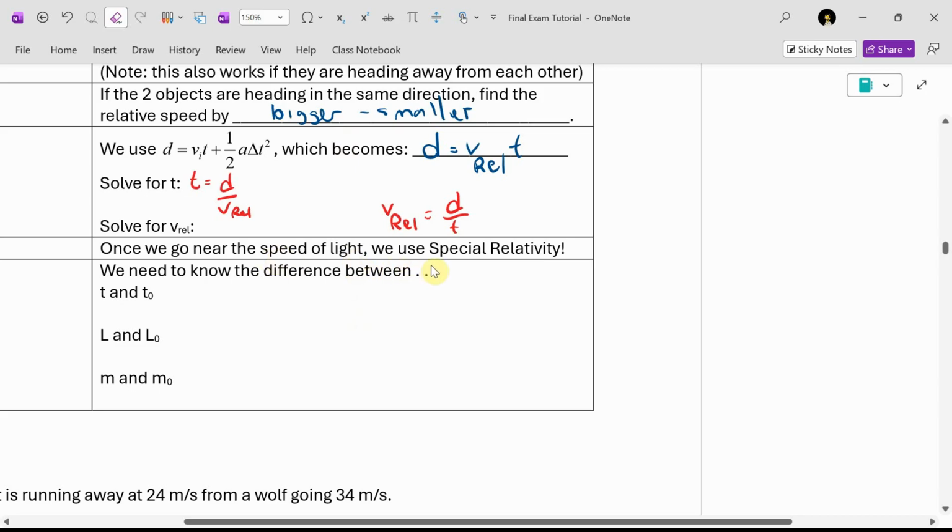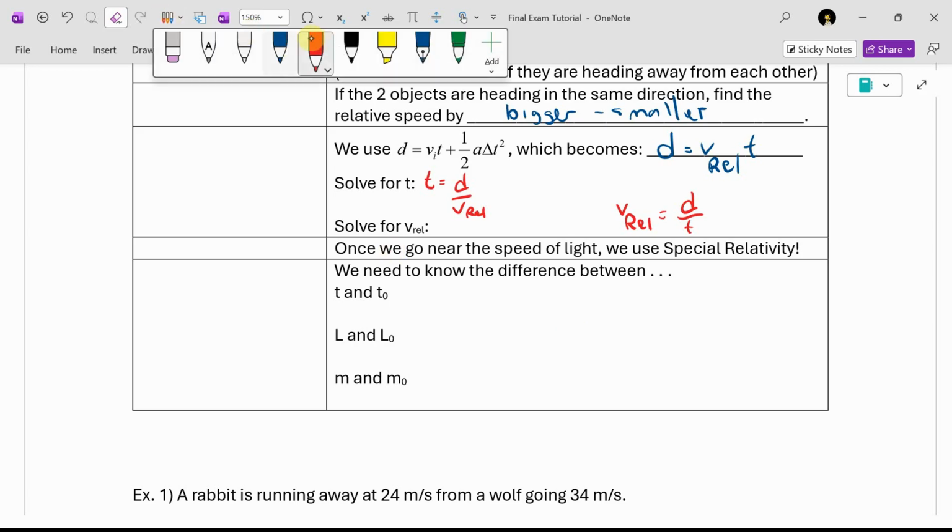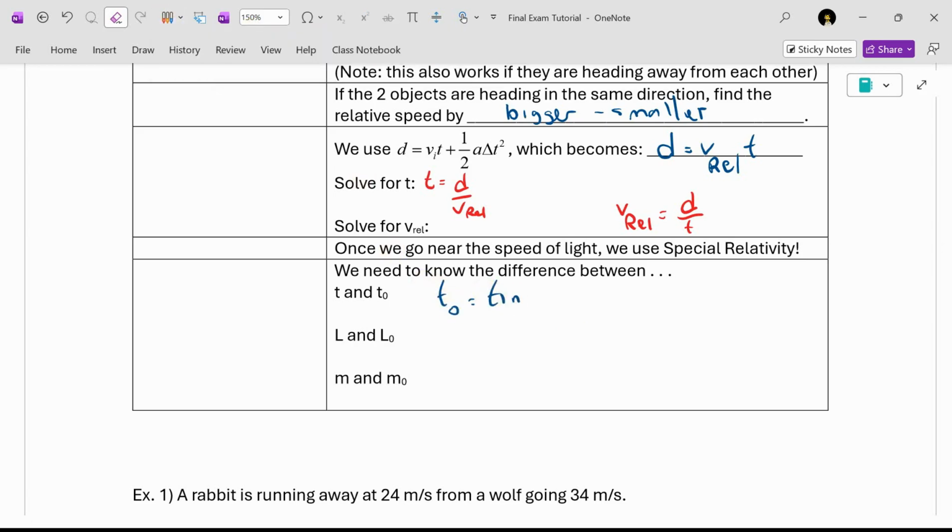Once we started going near the speed of light, we had to use special relativity. This is what your Q was, a spaceship at some percentage of c. You need to know the difference between t and t0. Which one is the time on board the spaceship? t or t0? A dumb way to remember: t0, on board. So t0 is the time on board the spaceship, or if it's not a spaceship, the time the moving object experiences relative to the objects that we're saying are at rest.